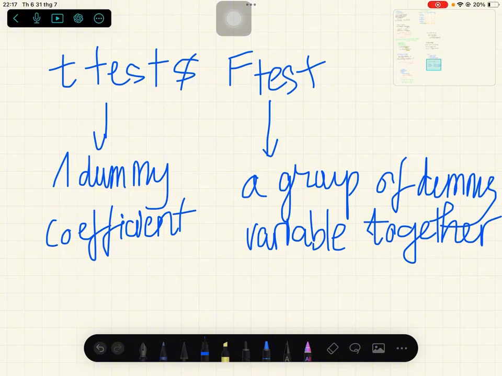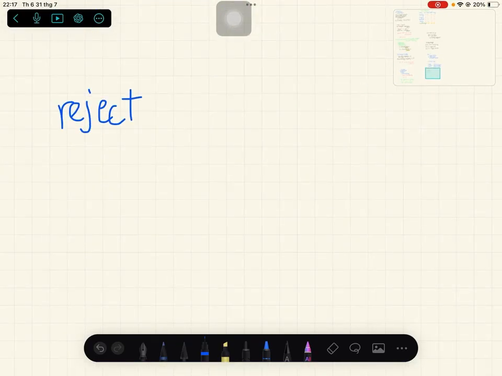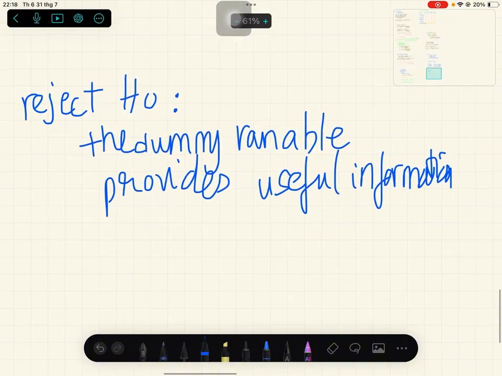The interpretation is similar to normal regression analysis. If we reject the null hypothesis, the dummy variable provides useful information. If we fail to reject the null hypothesis, the category does not appear to explain much variation.